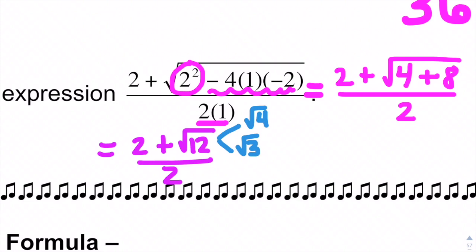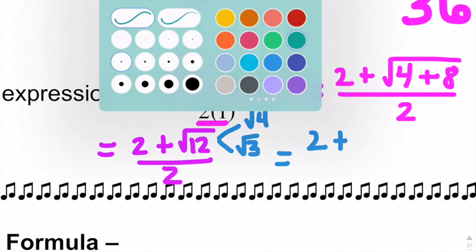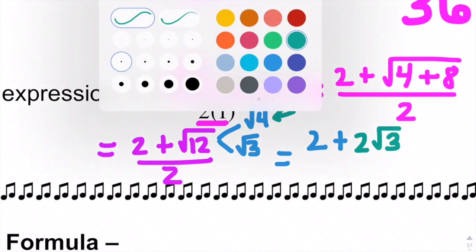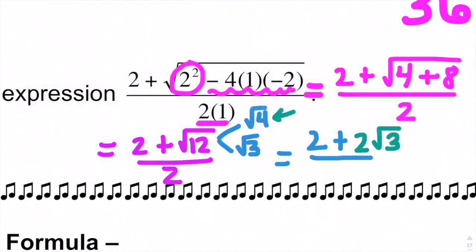So I need to break the square root of 12 down into a perfect square. We are not getting decimals. So I have the 2 in front. I have a plus sign. Now I'm simplifying this even further. The square root of 4 becomes 2. And then I keep the square root of 3. That's what the square root of 12 became. And then I'm still dividing this by 2 on the bottom.